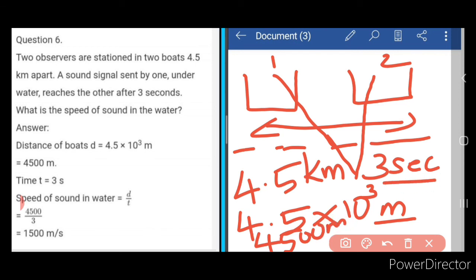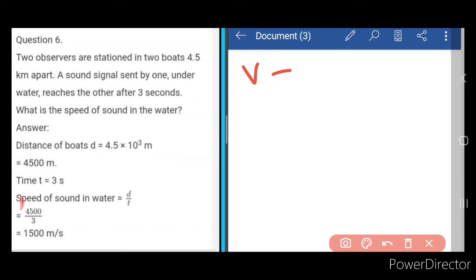Now we know that time is equal to 3 seconds. Now here V is equal to D by T. Why? Because the distance is taken as D. It did not reach the same person in boat 1, but it is received by the other person in boat 2. So the complete distance is taken as D, right? Now let's substitute in the equation. So V is equal to D divided by T, right?